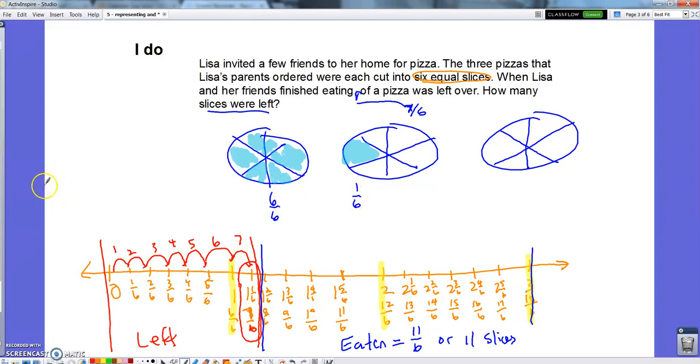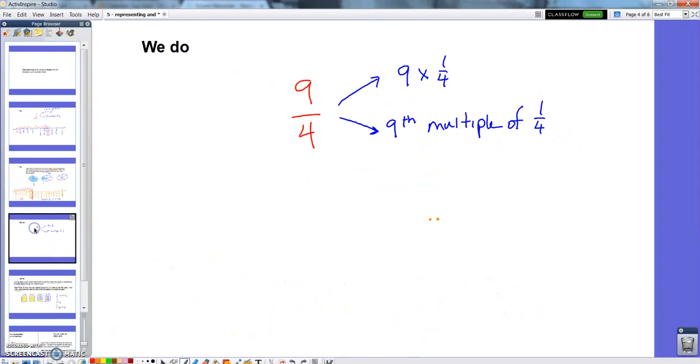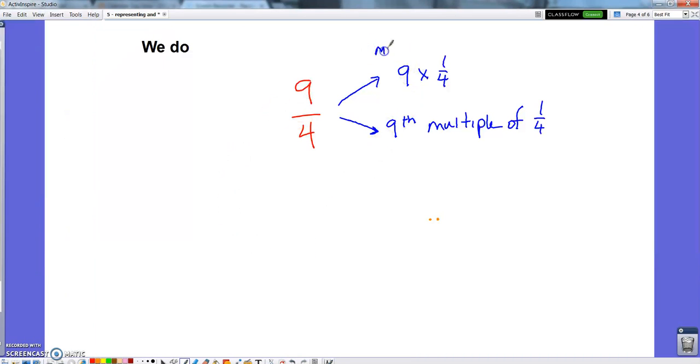Alright, open your notebook. Let's go back to our other 2 examples from yesterday. So here's our first one. We wrote more than this, but I already erased it. We talked about the fraction 9/4. We talked about how that can be a multiple of this unit fraction, 1/4. It's the 9th multiple of 1/4 because it's 9 times 1/4. And so same thing, we can also just show that on a number line.